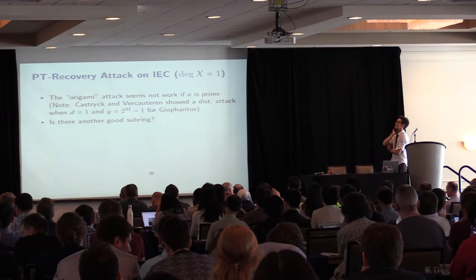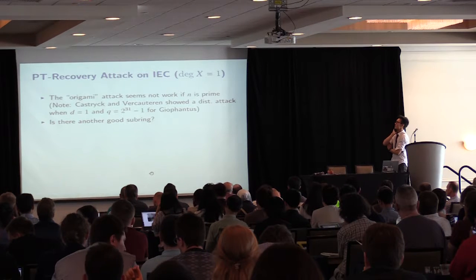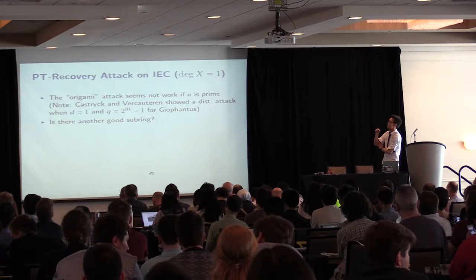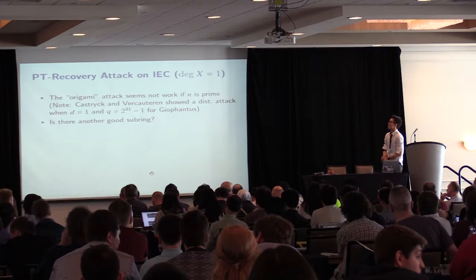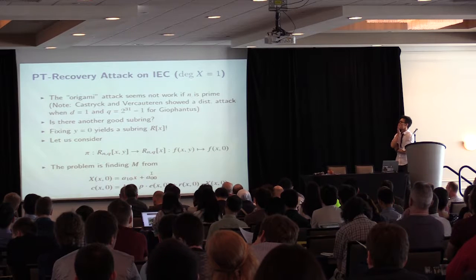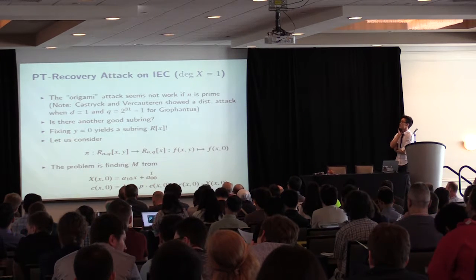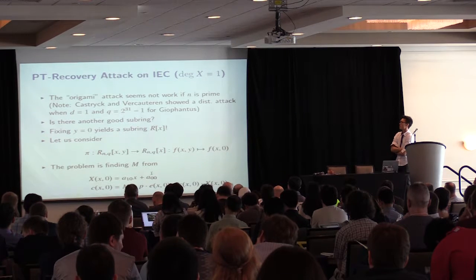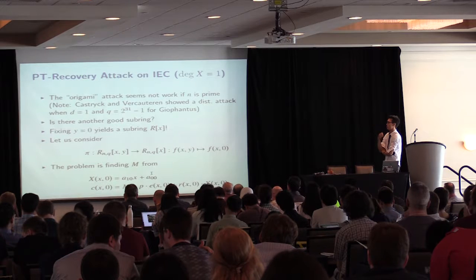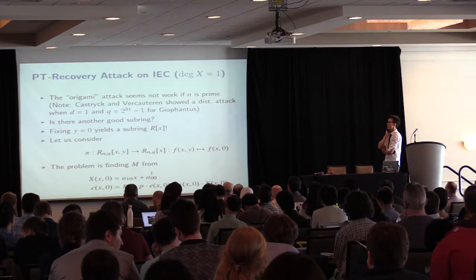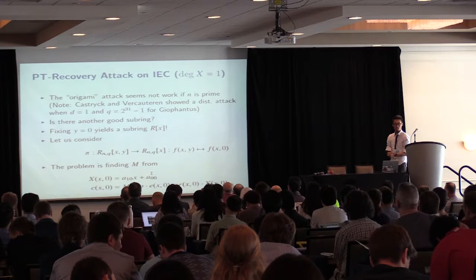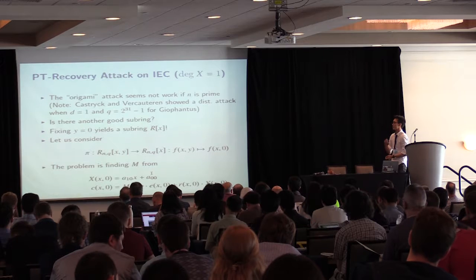But technically speaking, in the PQC forum, Professor Kraswick and Professor Ben presented a distinguishing attack against the scheme. Ignoring that attack, is there a sub-sampling attack? Yes, we can find another sampling. Let us fix y as 0. Then it is a sampling of R of x. Therefore, we just ignore the term containing y. So the problem is finding n from a shortened public key and shortened ciphertext. This is a feature obtained by just ignoring y.